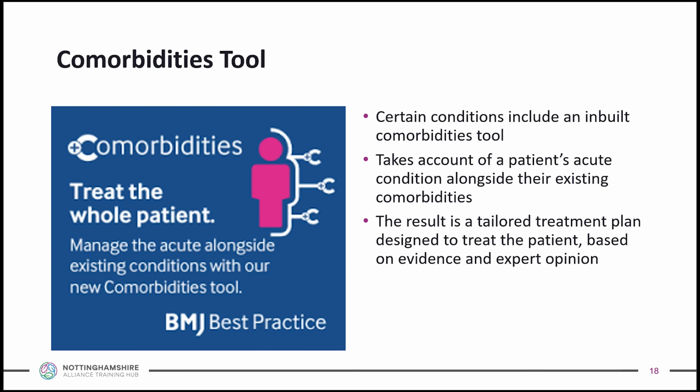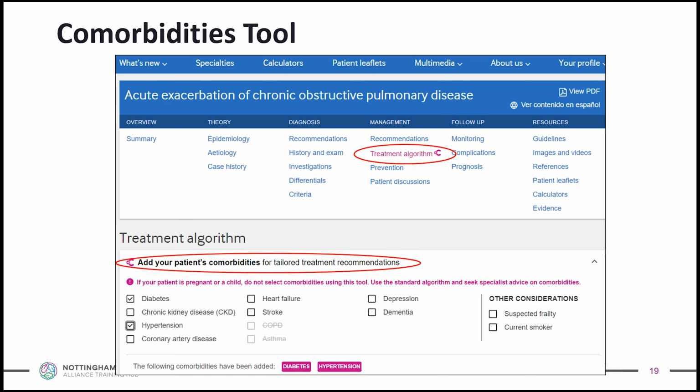Certain conditions include an inbuilt comorbidities tool. This takes account of a patient's acute condition alongside their existing comorbidities, and the result is a tailored treatment plan designed to treat the patient based on evidence and expert opinion. A search for COPD, acute exacerbation for example, brings up the screen shown here. The treatment algorithm under management shows the pink C comorbidities symbol, meaning it has been included for this condition.